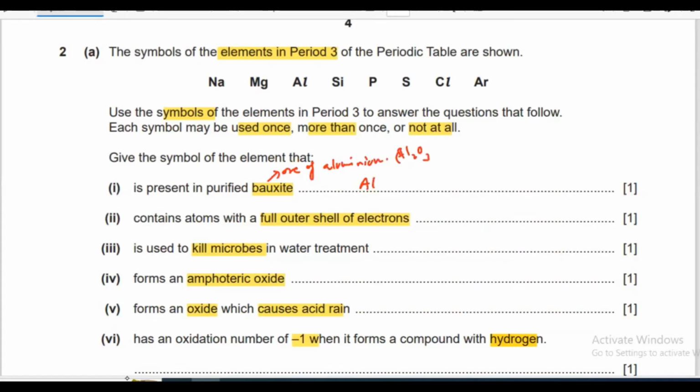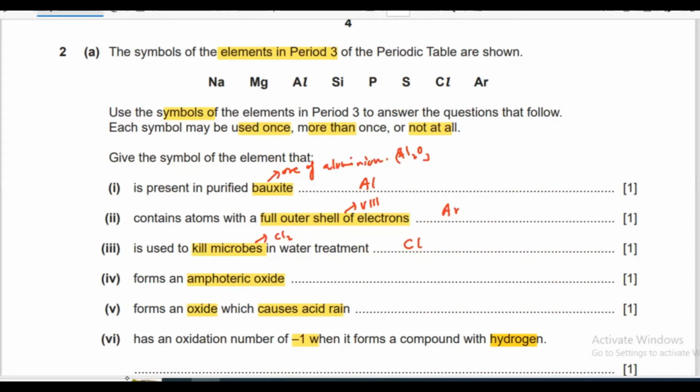Contains atoms with a full outer shell of electrons. A full outer shell of electrons means a group 8 element. Just look at the periodic table: the elements on the extreme right are the noble gases, group 8 elements, so argon is the answer. Is used to kill microbes in water treatment. This is the property of chlorine gas. When chlorine gas dissolves, it provides an acidic medium, and it is used to kill all pathogenic bacteria. So chlorine is the element.